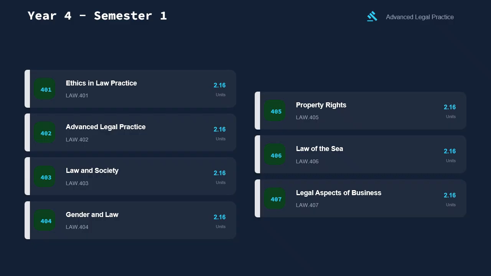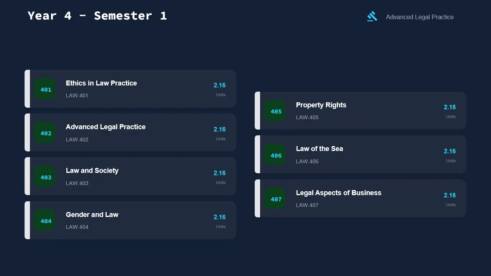Practical application. Lawyers advising on maritime issues must understand historical context to interpret current doctrines. Students analyze historical cases and treaties to trace doctrinal evolution. They learn to use history strategically in advocacy.